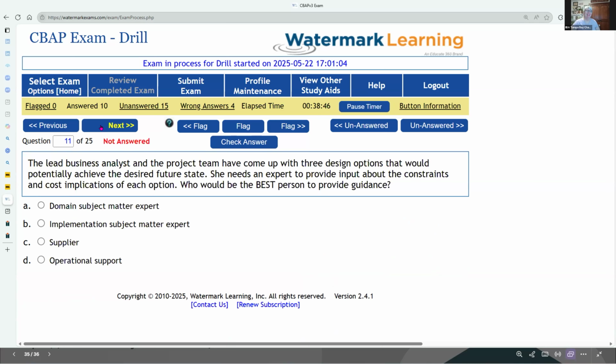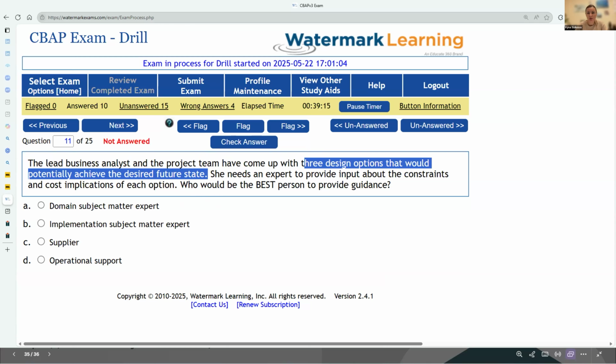The lead business analyst and the project team have come up with 3 design options that would potentially achieve the desired future state. She needs an expert to provide input about the constraints and cost implications for each option. Who is the best person to provide guidance? So for this, they've come up with 3 design options that would potentially provide it. She needs to get a little bit more information. So which task is she in? Analyzing design options.